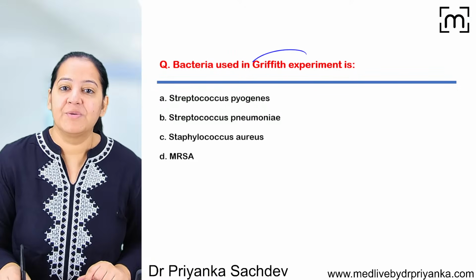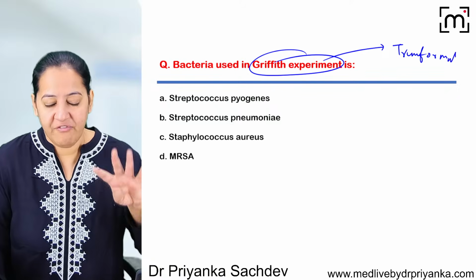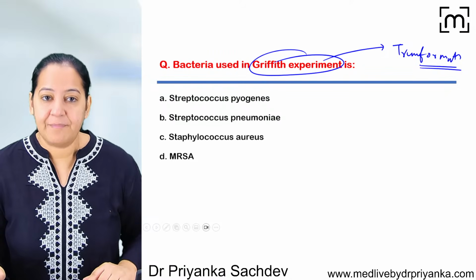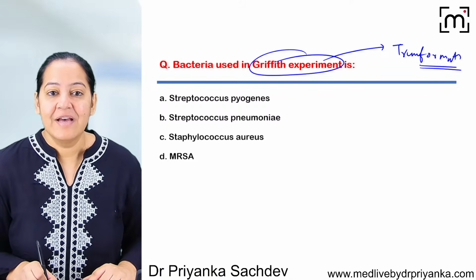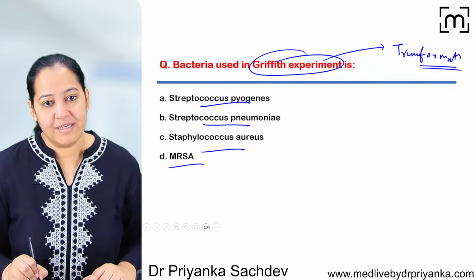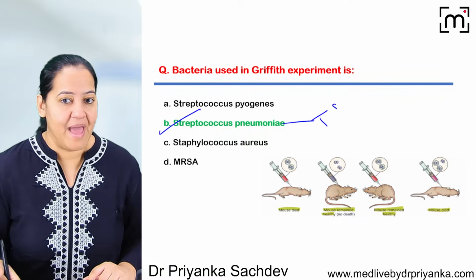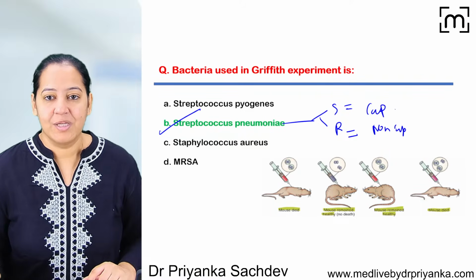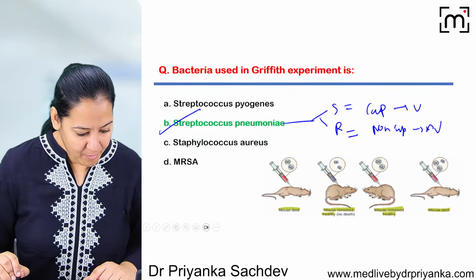The second question: bacteria which is used in Griffith Experiment. We do Griffith Experiment to prove transformation, in which we are taking 4 mice. But which exact bacteria are we injecting inside the 4 mice? Is it Streptococcus pyogenes? Is it Streptococcus pneumoniae, Staphylococcus aureus, or MRSA? That is methicillin resistant Staph aureus. So of course the correct answer is pneumococcus, that is Streptococcus pneumoniae, which is of 2 types, S and R. S is smooth, R is rough. This one is capsulated, this one is non-capsulated. This one is virulent, this one is avirulent. I taught you very nicely. Got my point?